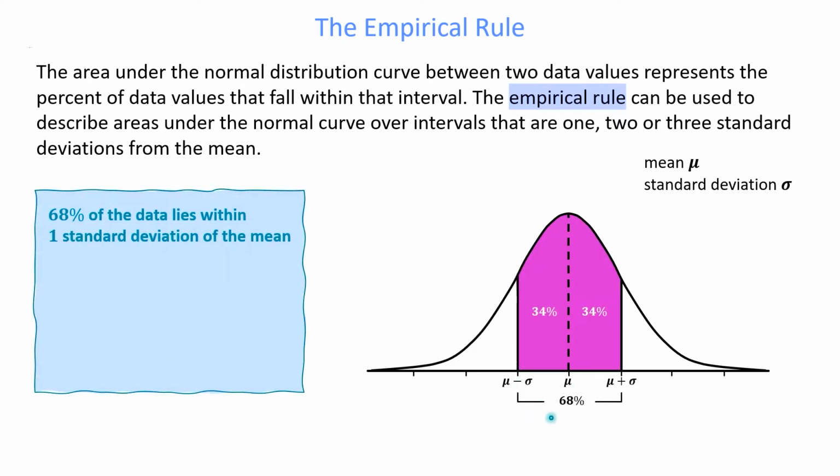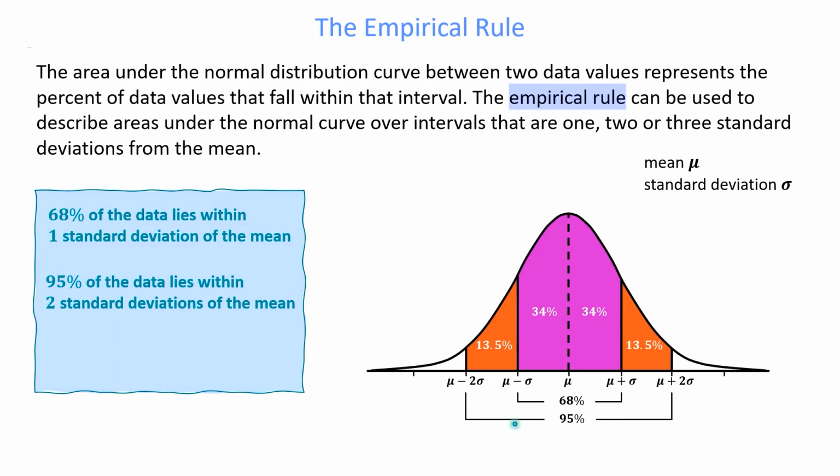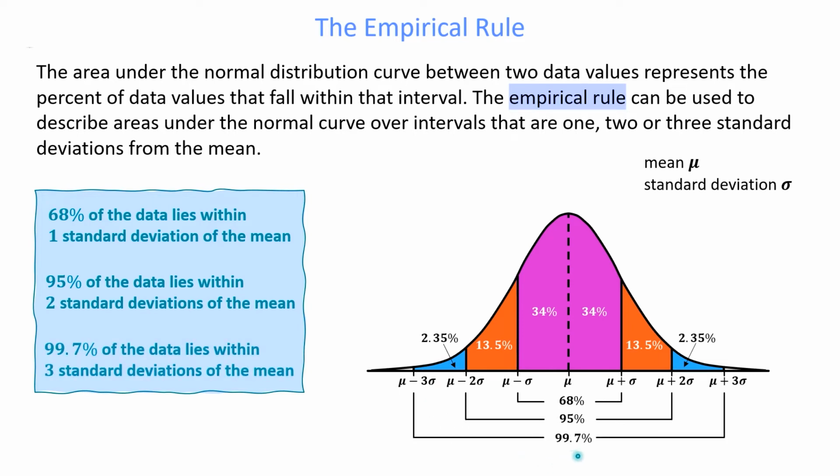We can see that 68% of the data lies within one standard deviation of the mean. Likewise, if we add and subtract two standard deviations from the mean, we get the following interval, so that 95% of the data lies within 2 standard deviations of the mean. And again, if we add and subtract 3 standard deviations from the mean, we get the following interval, so that 99.7% of the data lies within 3 standard deviations of the mean. This is why sometimes, instead of the empirical rule, it's called the 68, 95, 99.7 rule.